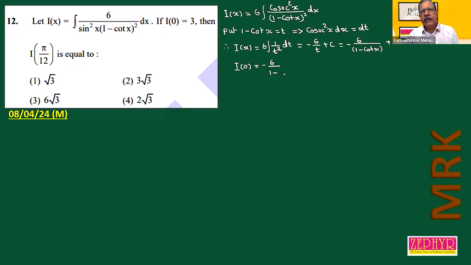Cos 0 by sin 0 is cos 0 in the numerator, and 1 by 0 you are getting. Cot 0 is not defined.